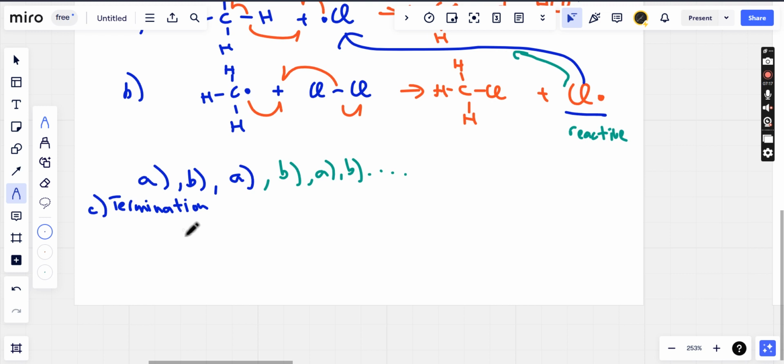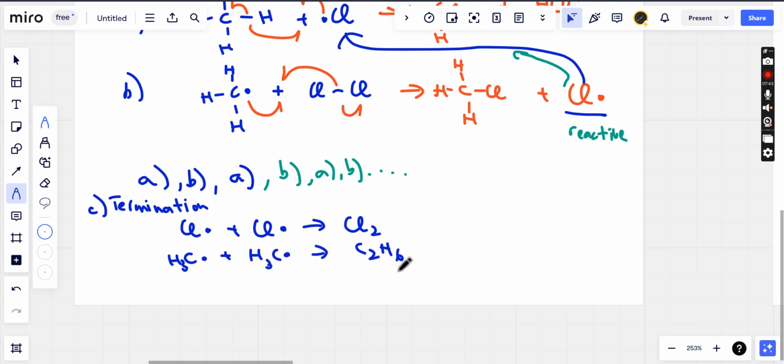Okay, so the final step that we have is the termination step, whereby you end the reaction, you stop the reaction. So you basically just have to use any two radicals, and they collide with each other to form a non-radical molecule. Such as two chlorine radicals that collide to form Cl2, or you can even have two CH3 radicals. They clash with each other to form C2H6.